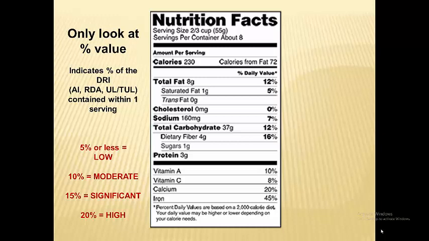So the daily reference intake for any one of these nutrients might be an adequate intake, like fiber. We don't know exactly how much is ideal, but we know what is adequate. So there is a recommendation for fiber, and if you look on this line, you can see that this particular serving contains 16% of that daily reference intake, of that adequate intake. And since 15 means significant, you can say, oh, this contains a significant amount of fiber.